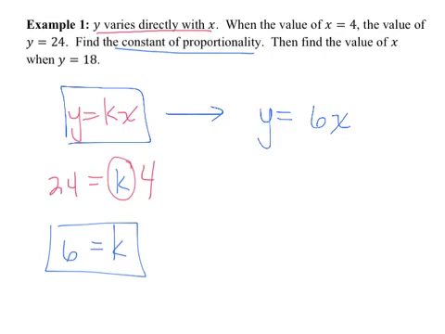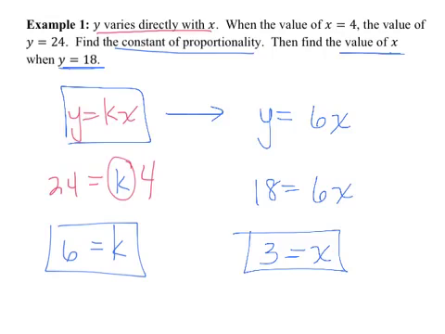Then the problem says to find the value of x when y is 18. So when y is 18, we put 18 in there, and we're trying to find x. Solve for x by dividing by 6, and x is 3 in this case. So our first answer is a constant of proportionality of 6, and when y is 18, x turns out to be 3.